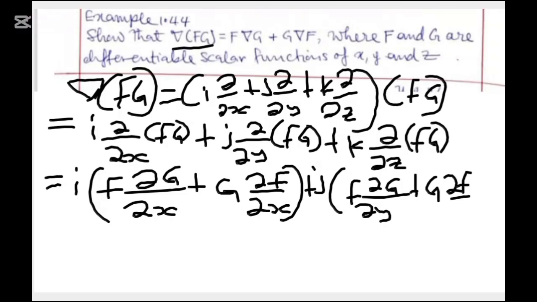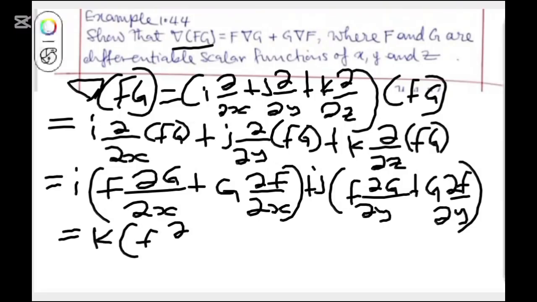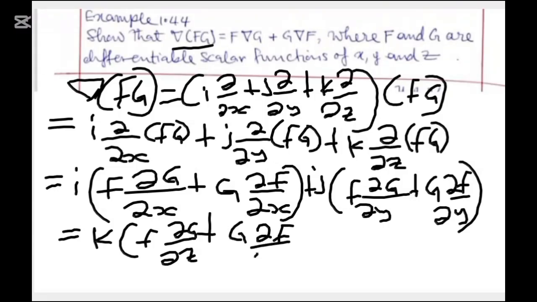Of f divided by the partial derivative of y, and also for k, the partial derivative of z. Sorry, I have to say g here. And therefore plus g, partial of f with respect to z. I hope you're understanding what I'm doing.